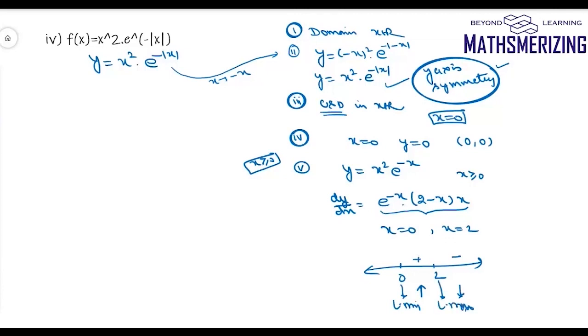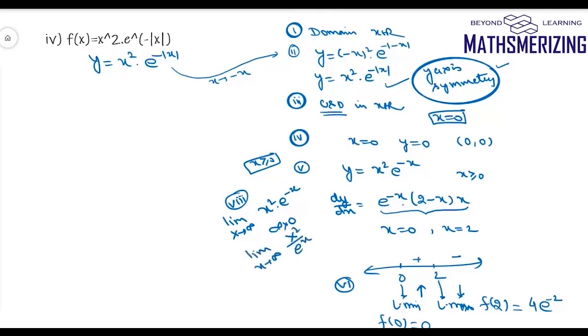I'll also find this value. So now if I put x as 0, I'll get y as 0. And if I put x as 2, I'll get y as 4 into e to the power minus 2. Now I'll find the limits also. Now because I'm taking the reflection of right on left, I'll just need to find one limit, which is limit x tends to infinite. So I identify the form infinite into e to the power minus infinite, which is 0, an indeterminate form. So I'll write it as x square upon e to the power x, which is infinity upon infinity form. So if I differentiate it twice, I'll get this limit as 0.